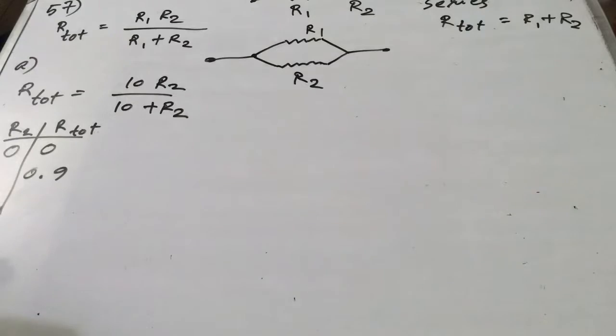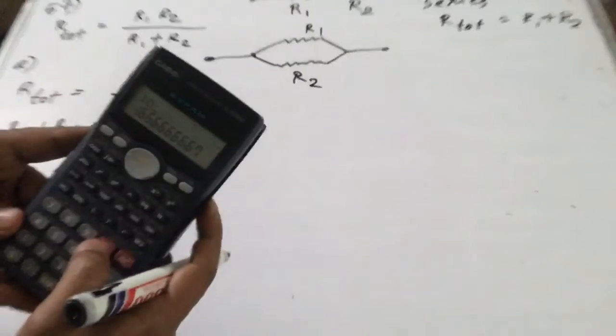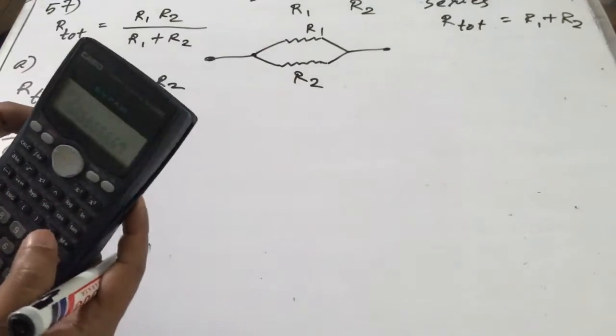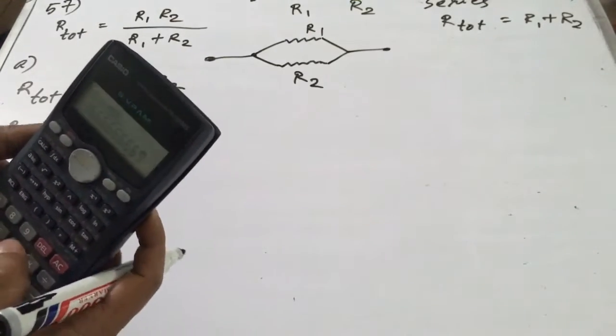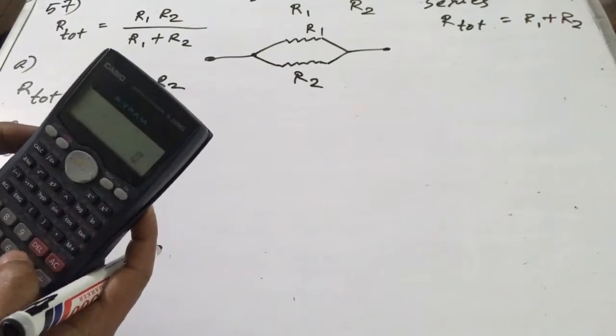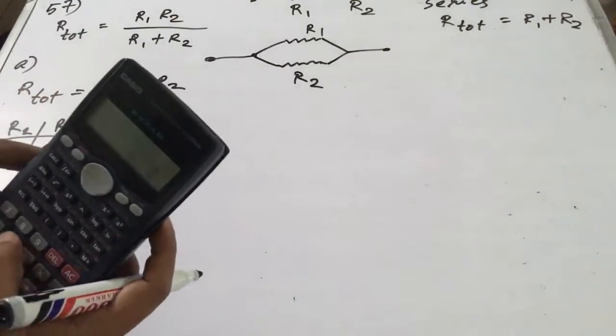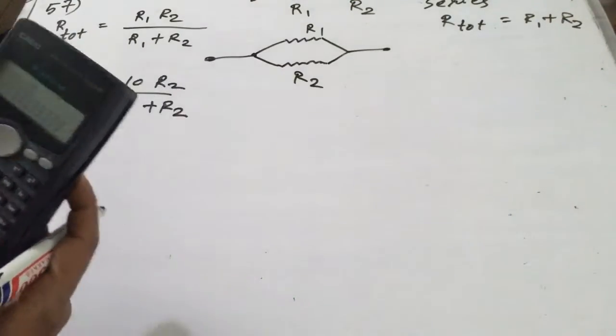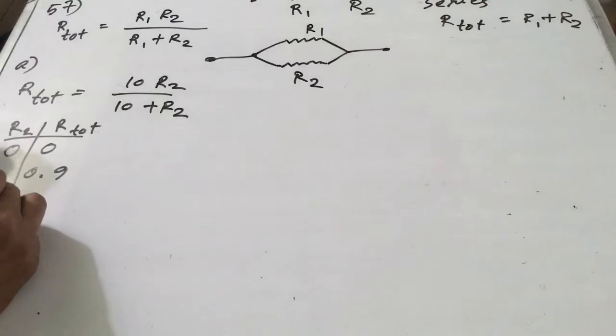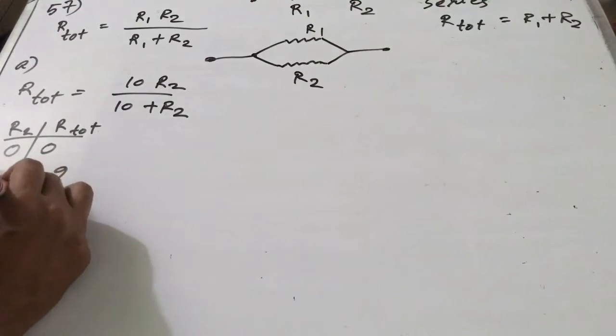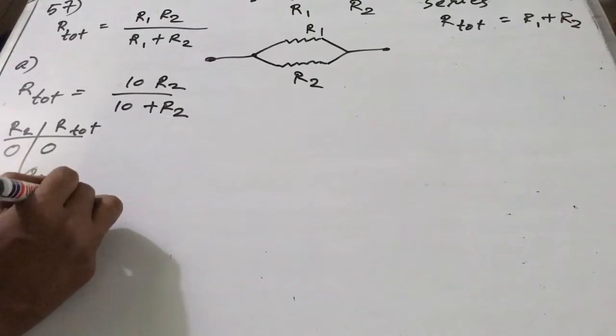Let's try to get some bigger value. Let's put 5. I'm just checking the calculation with a different value. 10 times 5 is 50, divided by 10 plus 5, which is 15. So 50 divided by 15 equals 3.33. So if I put R2 equal to 5, R total comes to 3.33.